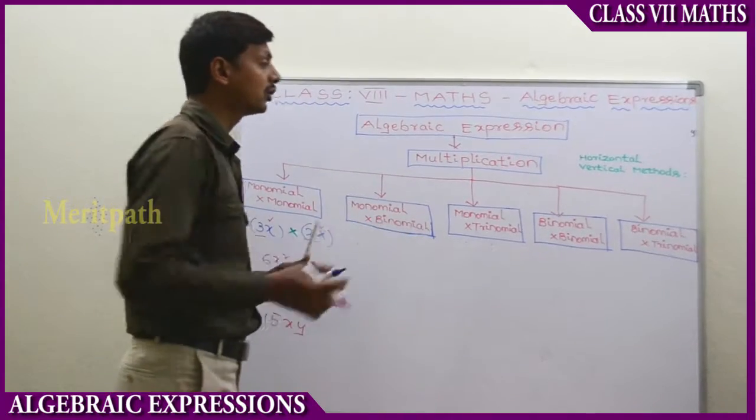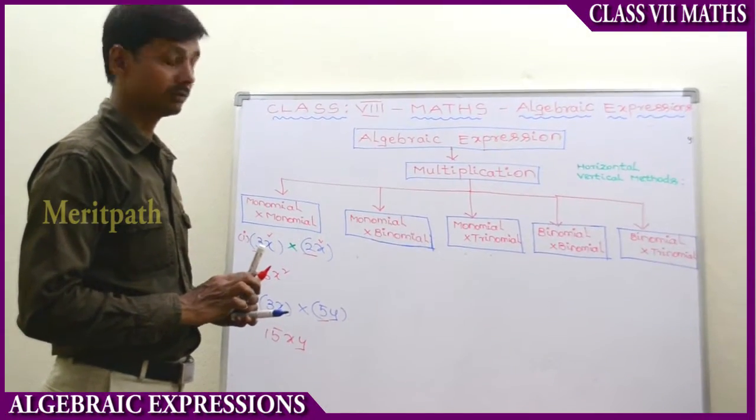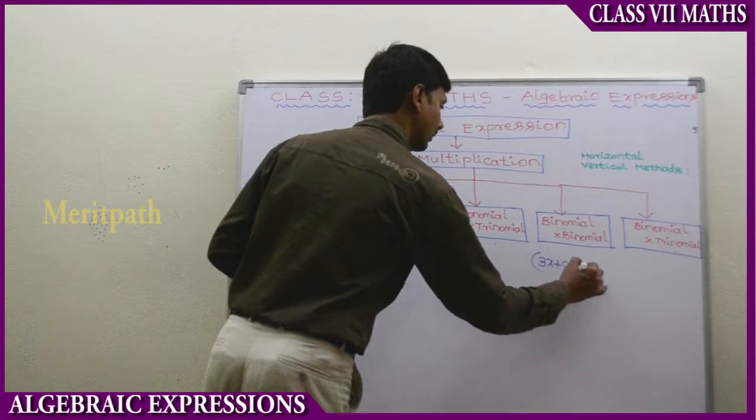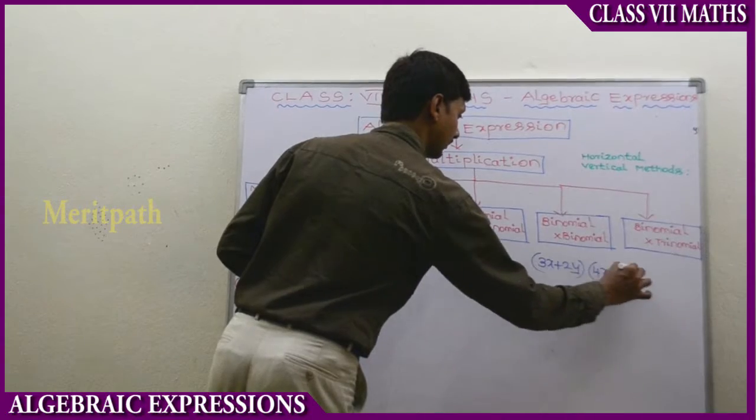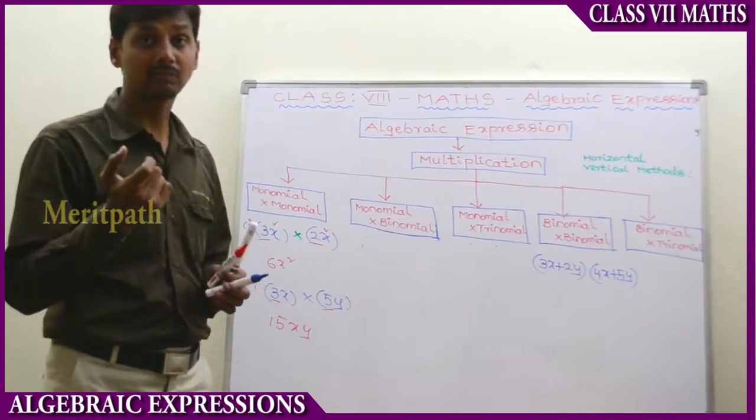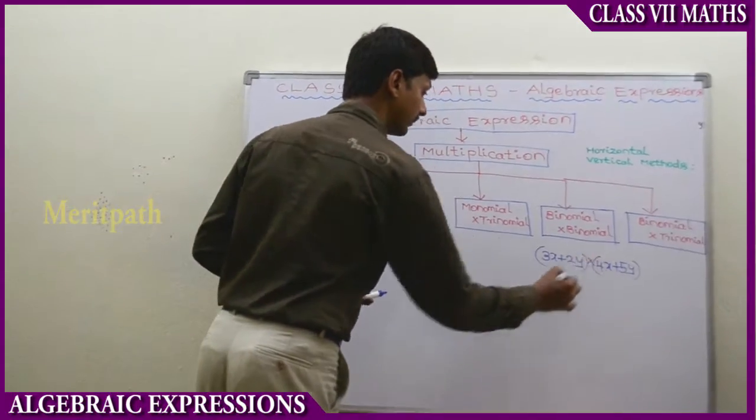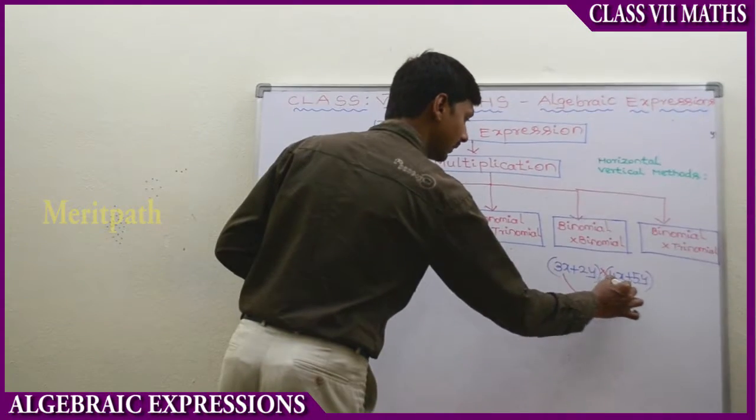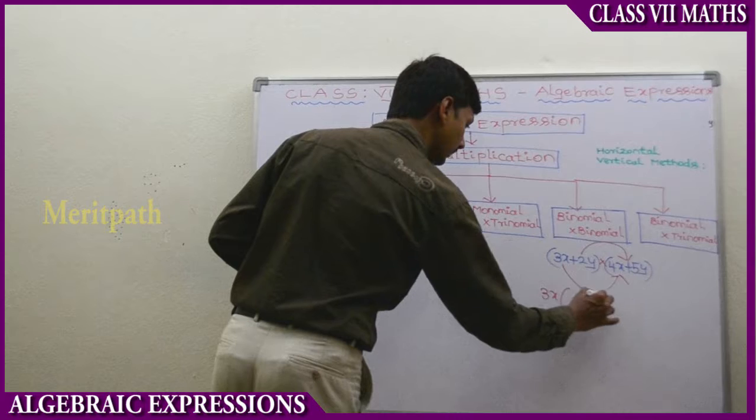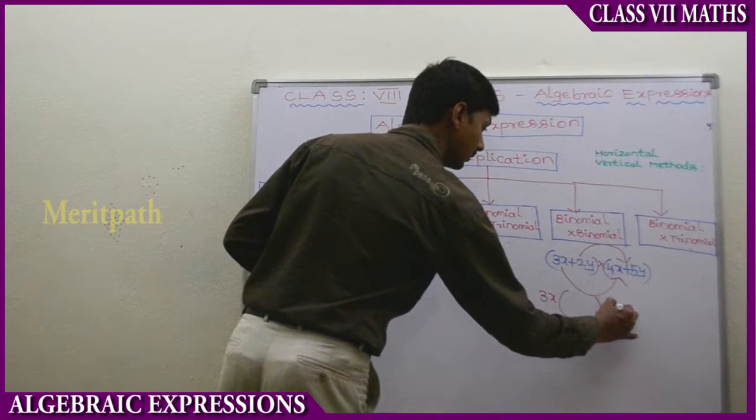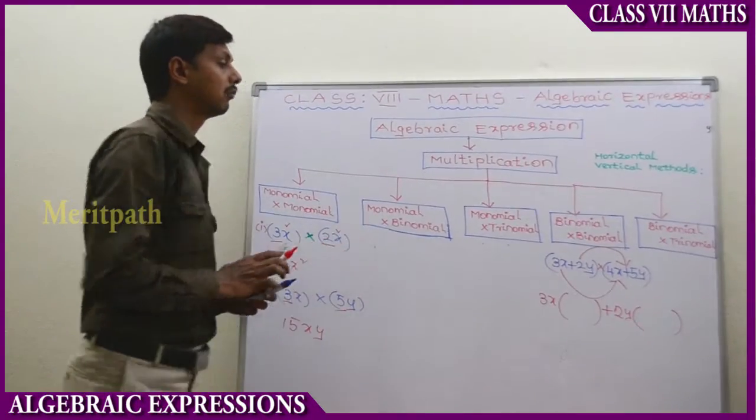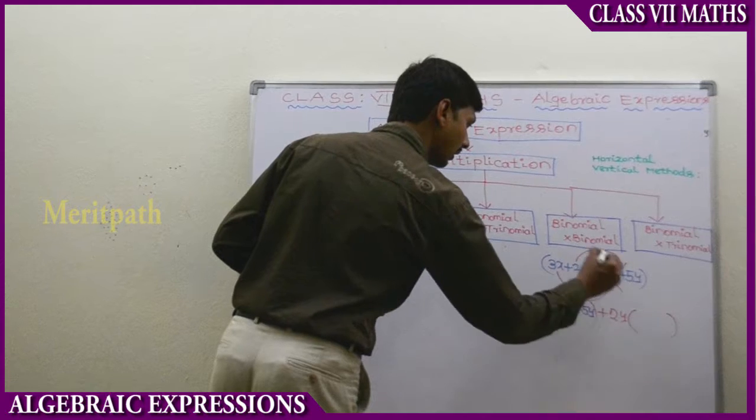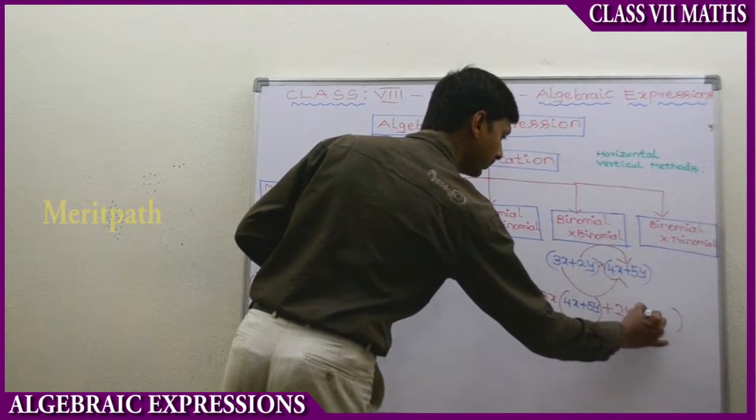Binomial should be multiplied with binomial. So let's say 3x plus 2y into 4x plus 5y. The first one is binomial, the second one is also binomial, and we use the same distributive property. Let's multiply first with 3x, then 2y: 3x into 4x plus 5y, and 2y into 4x plus 5y.